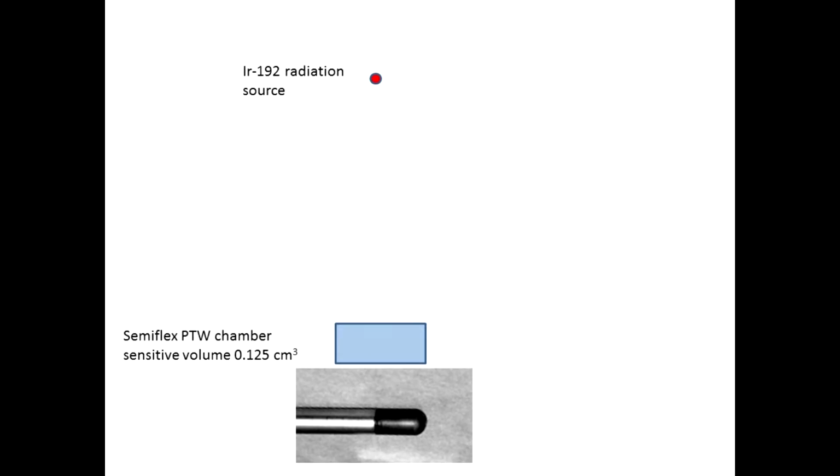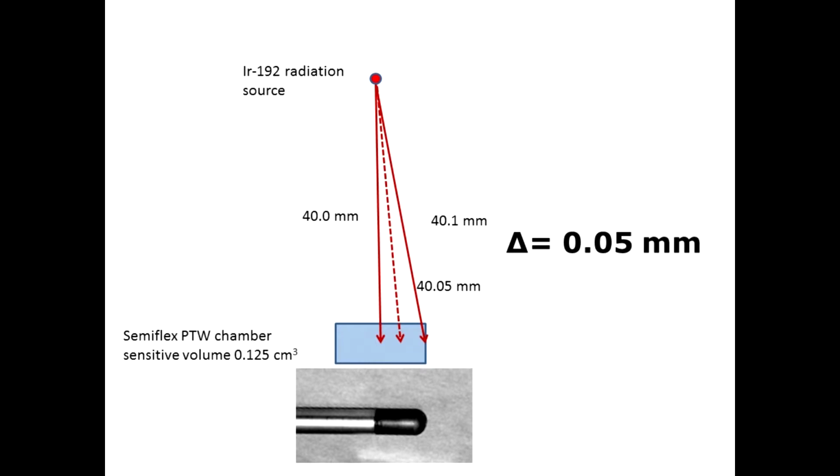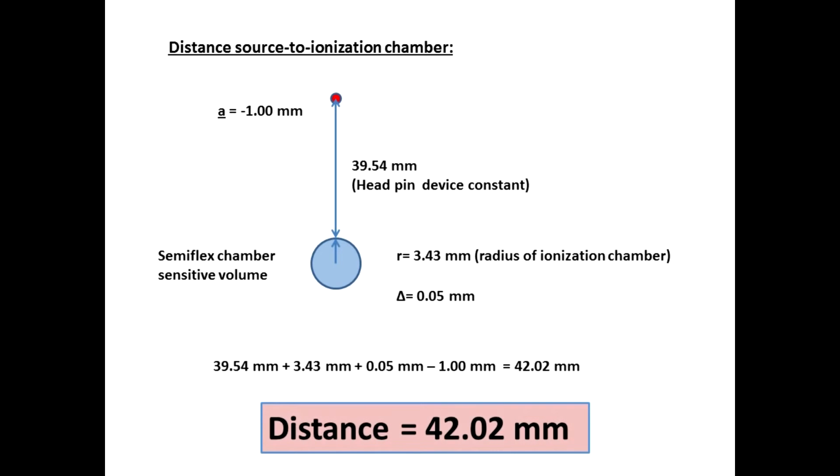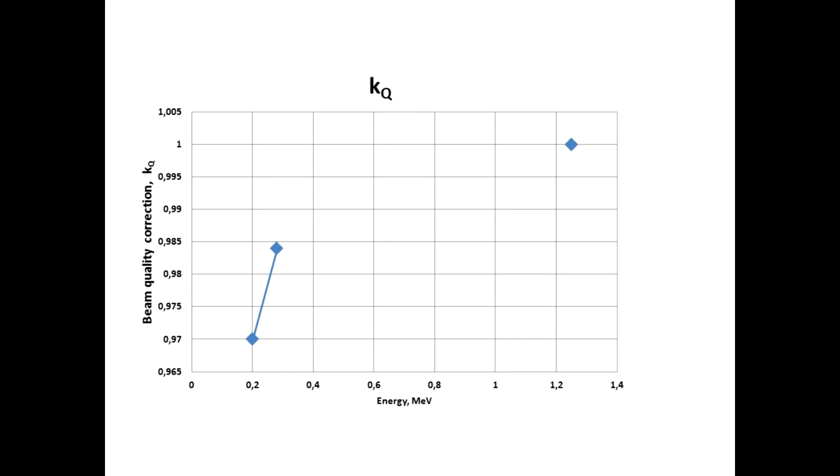This ionization chamber is much smaller than the Farmer chamber, and the correction factor for the chamber dimensions is only 0.05 mm. If we add all these values, we get a distance from the center of the source to the center of the ionization chamber of 42.02 mm. Energy dependence of the semiflex chamber response is very similar to the Farmer chamber. As you remember, we found it for iridium energy by interpolating its beam quality factors.